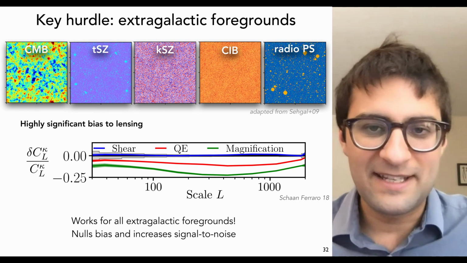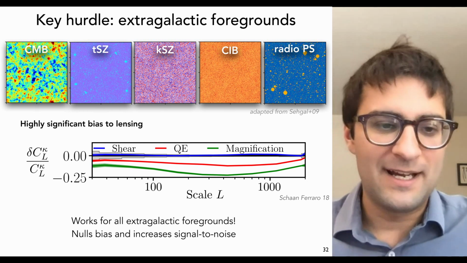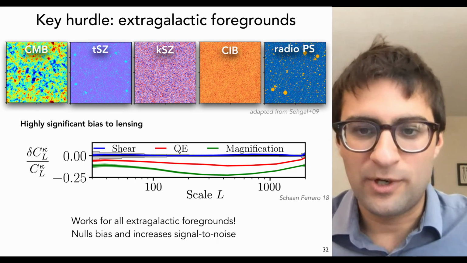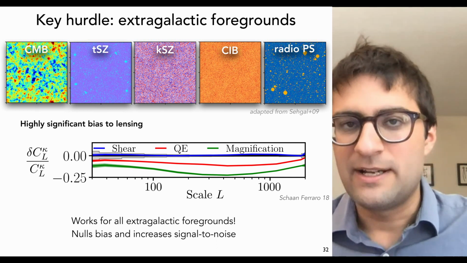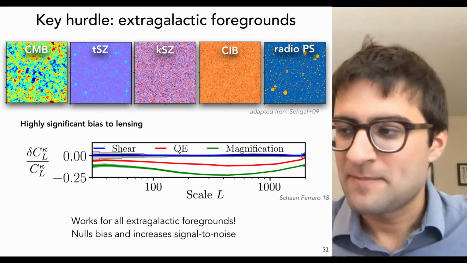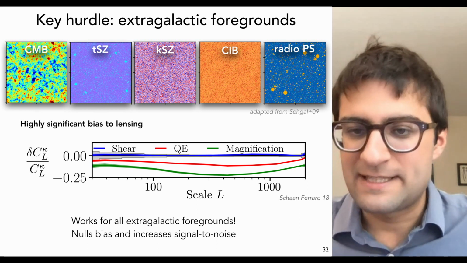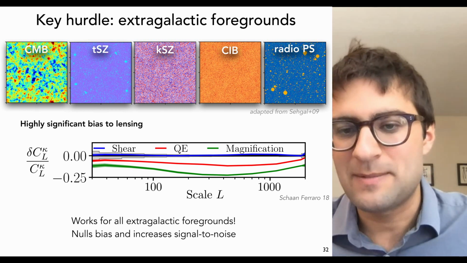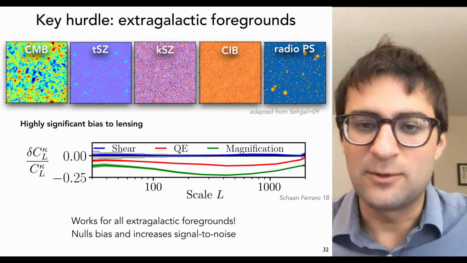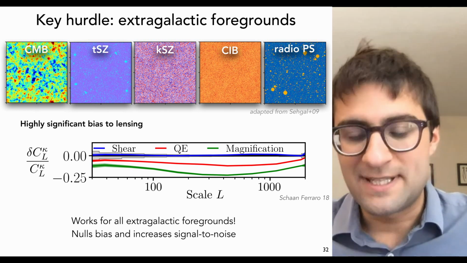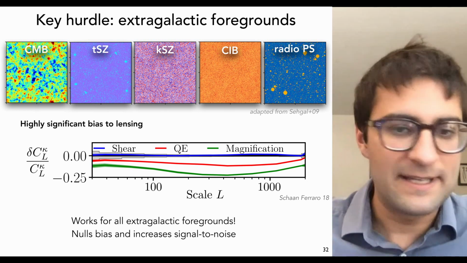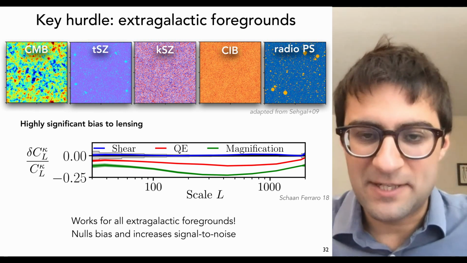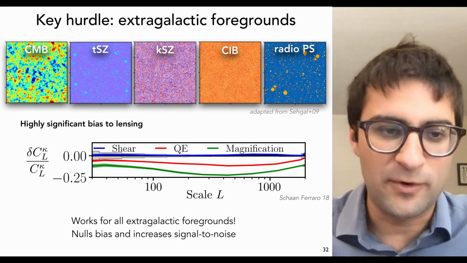And so this is a case of relying on the symmetries of the problem to get rid of a systematic effect. And it is a powerful one because it appears to work on all extragalactic foregrounds. And it's very effective at nulling the bias. As a result, it allows you to extract information from smaller scales in your CMB maps. And so you can actually gain signal to noise. So not only do you reduce systematics, you also increase your statistics. This was an example of using spatial symmetries, monopole and quadrupole, to remove foregrounds.